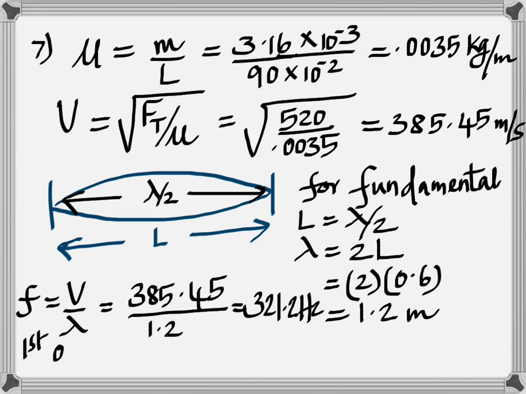Which is the vibrating length? 60. And I think I used the 60. You see the 60 here? But to find the mass per unit length, you have to use the 90. That's what I've been telling you. Because the mass is 3.16 grams for 90 centimeters. That's why I told you 50% missed this problem.